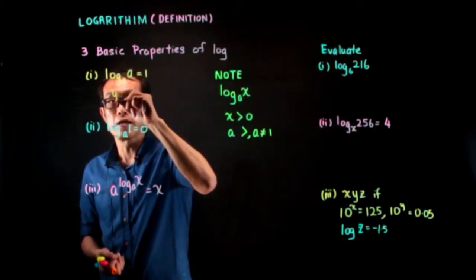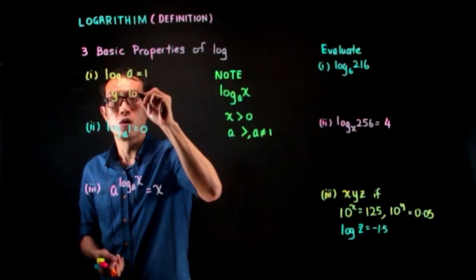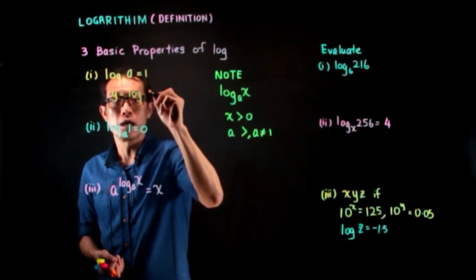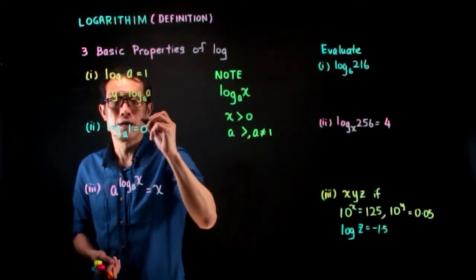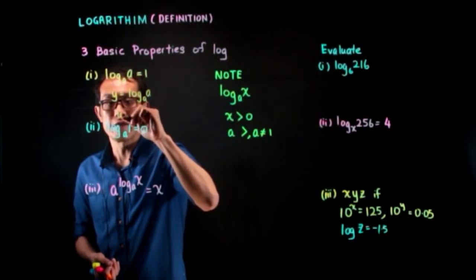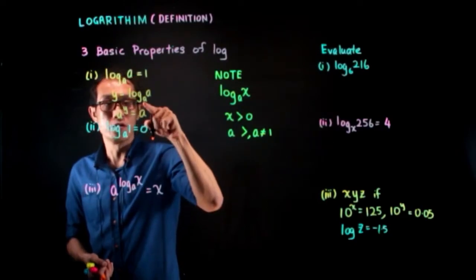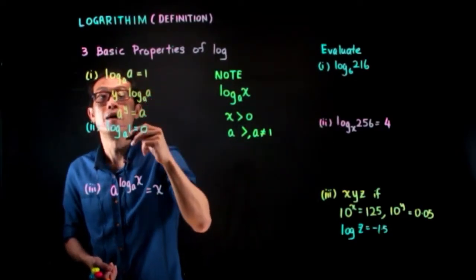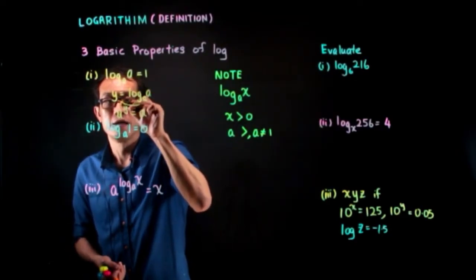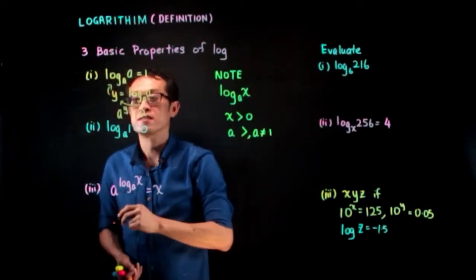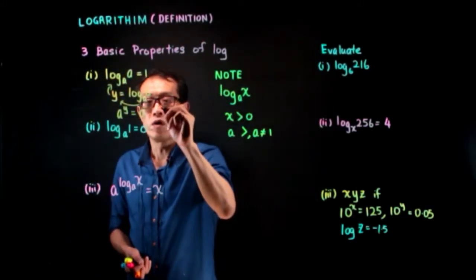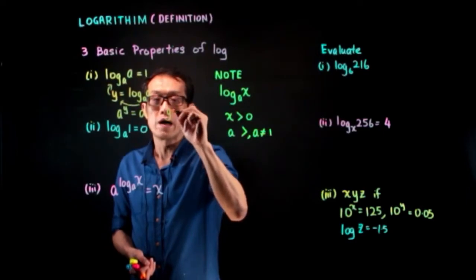Let y be equal to log a to base a. So what do you have? You have a to the power of y, which is equal to a. You shift this up, then this one moves up. Remember? Moving in circles. Therefore, y is 1.